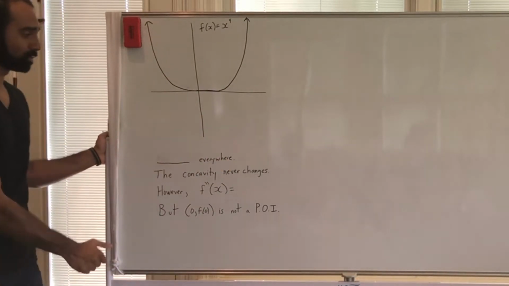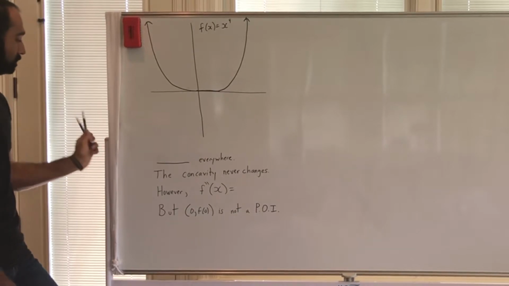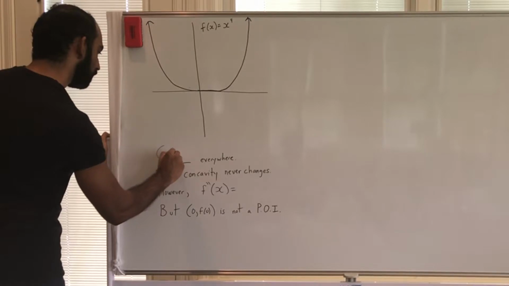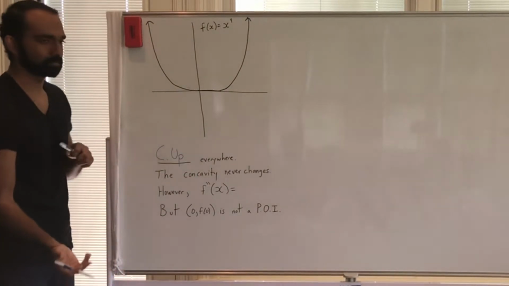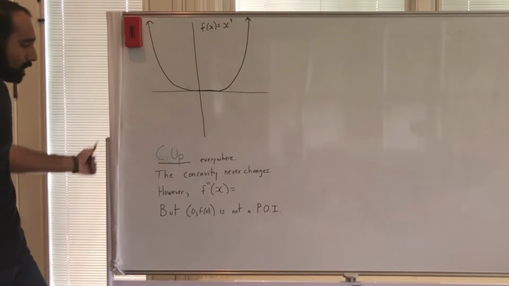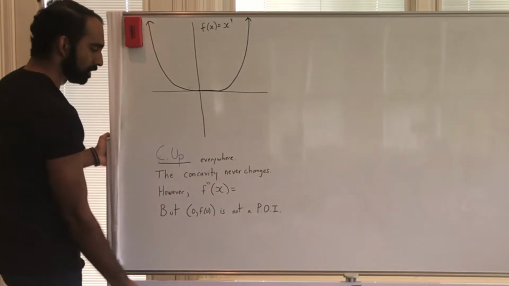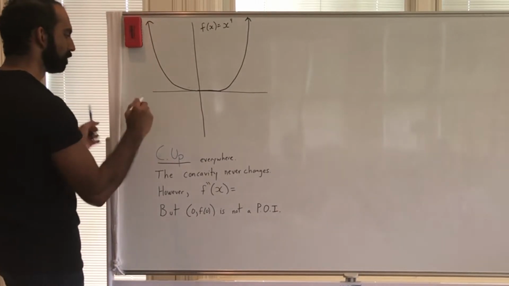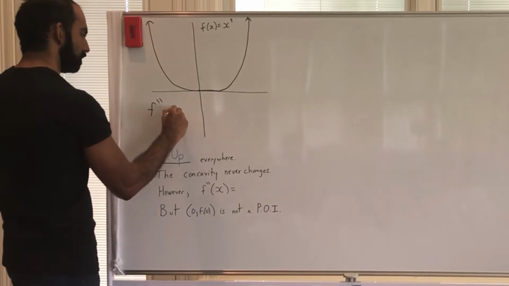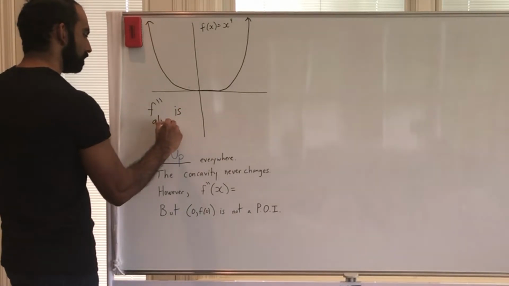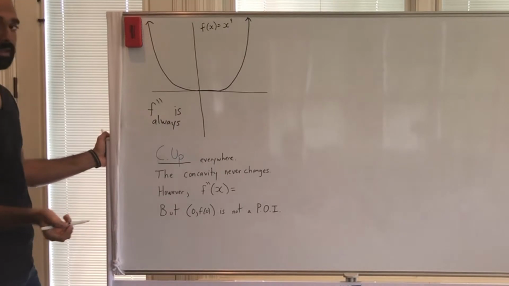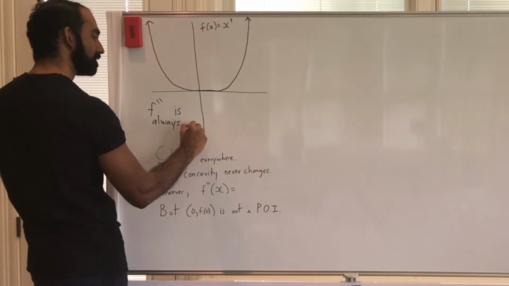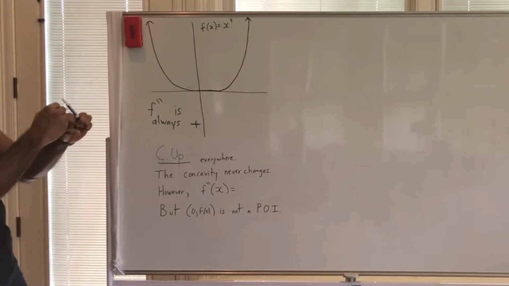Visually, is this graph always concave up or concave down? It's always concave up, everywhere. If it's concave up everywhere, concavity never changes, so the second derivative, f double prime, is always positive. Positive second derivative on an interval means the graph of f is concave up on that interval.